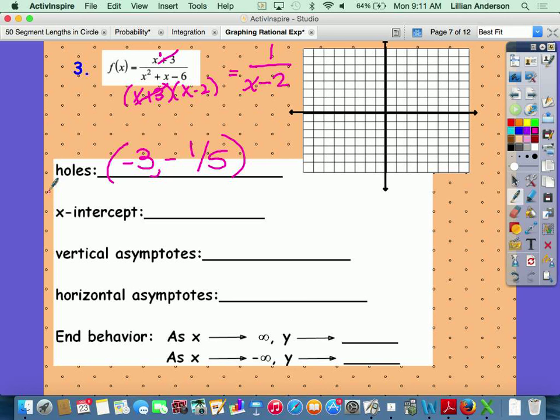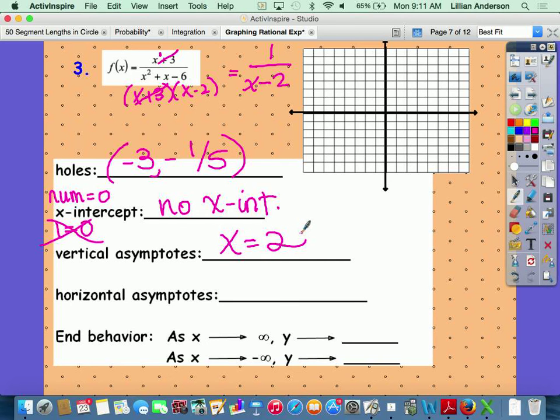X-intercept is when we set the numerator equal to 0. But we have 1 equals 0, which is nothing. So we have no x-intercepts. Do I have a vertical asymptote? Where? At x equals 2.